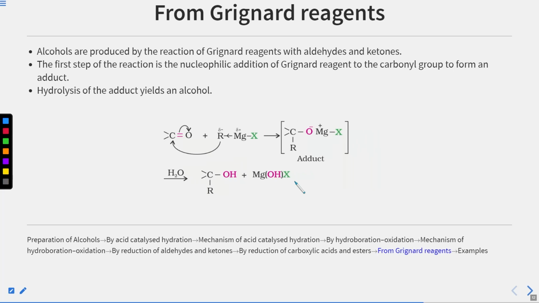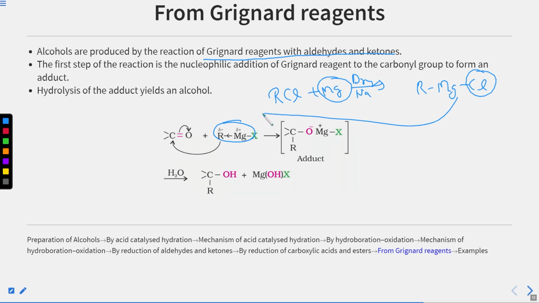So how can we prepare alcohols using Grignard reagent? Alcohols are produced by the reaction of Grignard reagent with aldehydes and ketones. Again, it is a nucleophilic addition. If you remember, we prepared this Grignard reagent by treating our alkyl halide with Mg in dry ether to get RMgX. Here X can be chlorine or bromine, right?